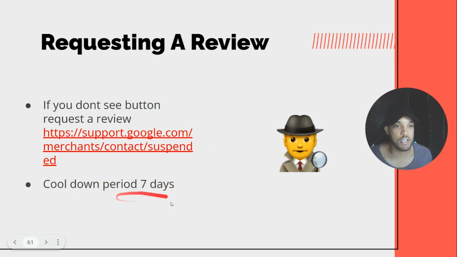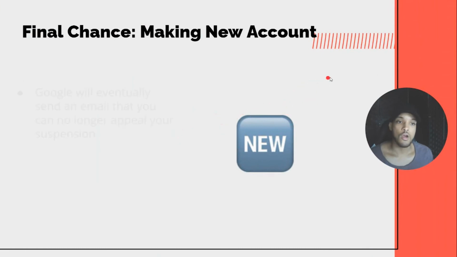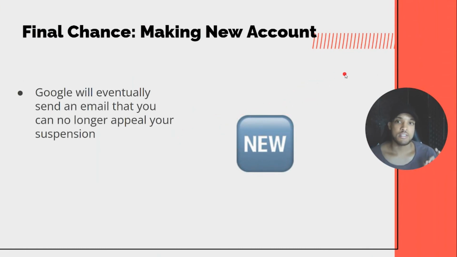And there's about a 7 day cool-down period if you don't actually get the account fixed and unsuspended. You'll have to wait another week before you can do it again, after you make those additional changes that Google would recommend. All right, so this is essentially the final chance.